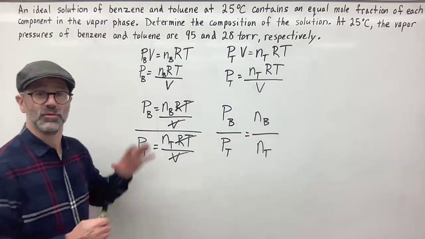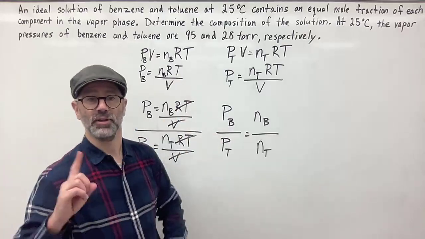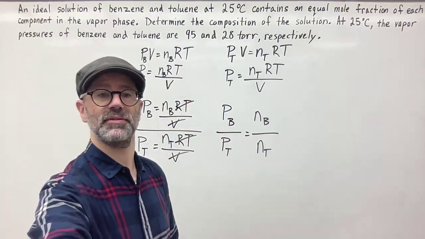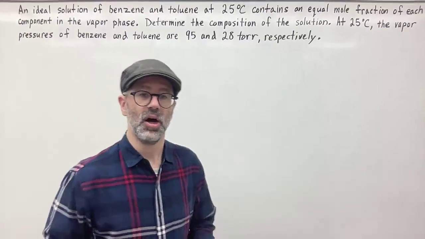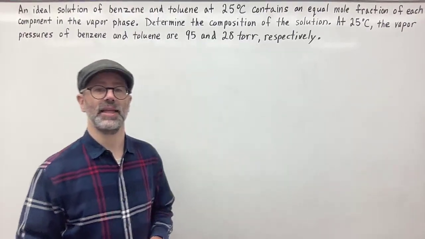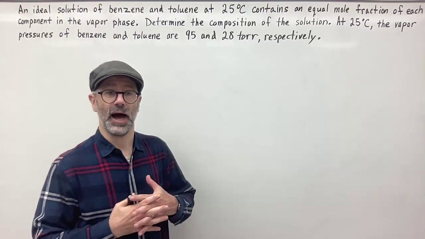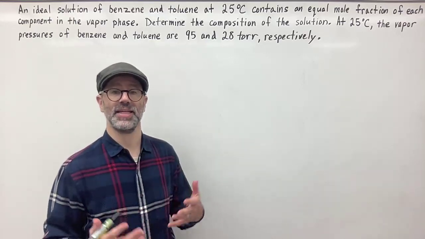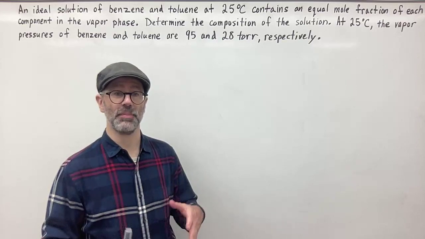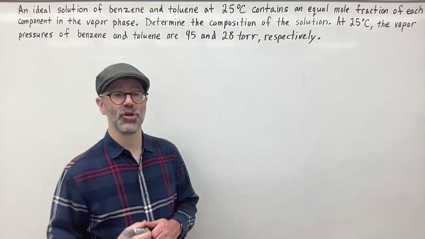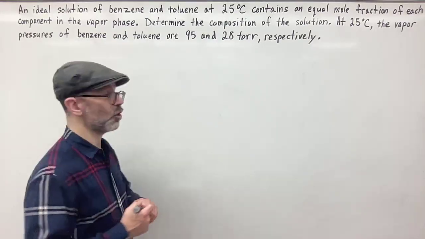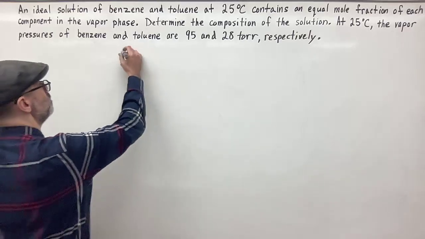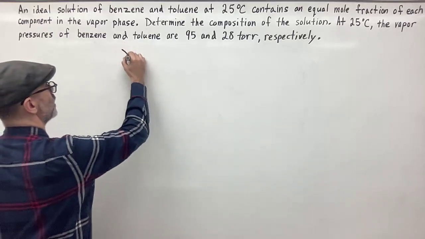We're gonna write this out. We're gonna use that. So let me erase my board. Okay, so they're telling us that the ideal solution of benzene and toluene at 25 degrees contains an equal mole fraction of each component in the vapor phase. So using what we showed before, what is the mole fraction in the vapor phase?